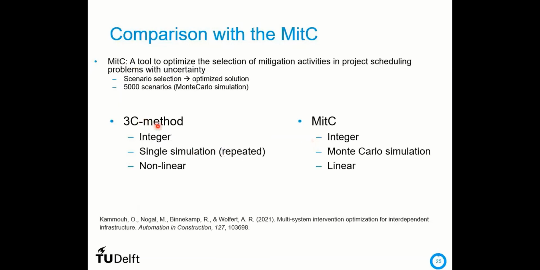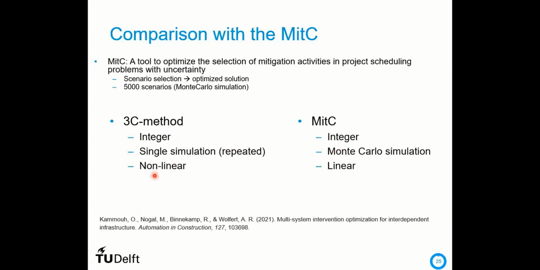optimization problem. The 3C concept, as I said, is an integer problem. The mitigation controller is also an integer problem, where the variables are 0 and or 1. In the 3C method, we use a single simulation, but we repeat that over and over in order to enhance the quality of the solution. So at the end, we have many results, many solutions, and we pick the best one. In the mitigation controller, it has Monte Carlo simulation. So within every simulation, we have a for loop that we do, and at the end, we have only a single solution.